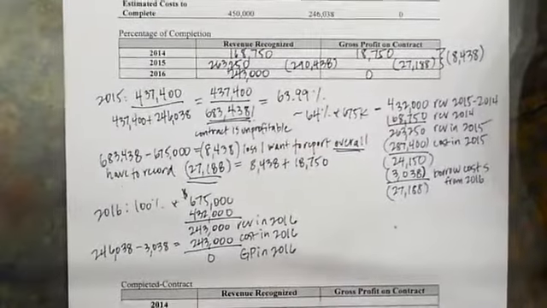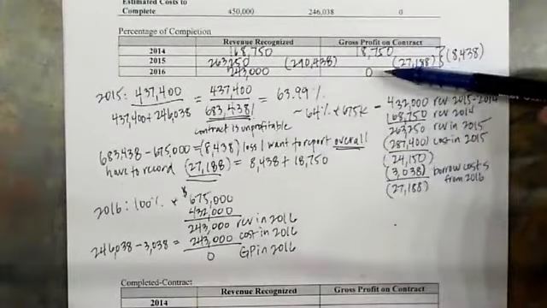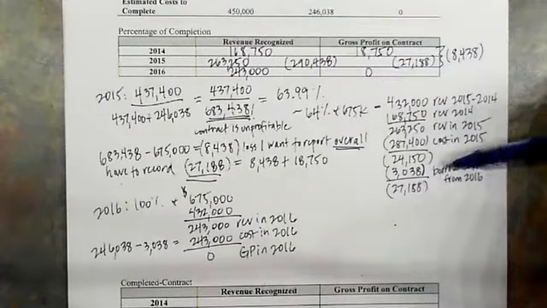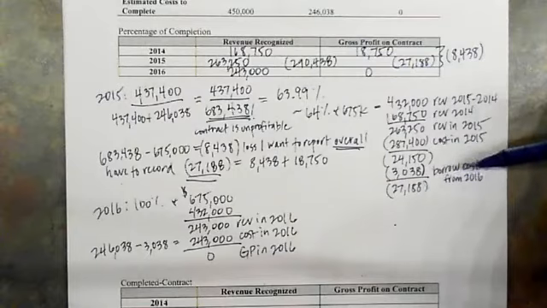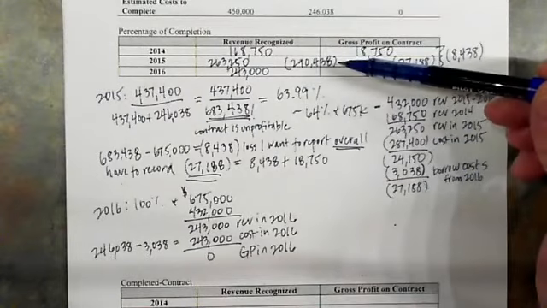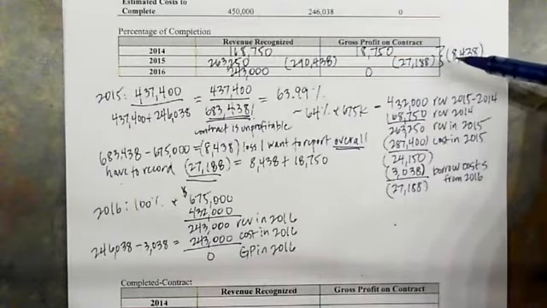So think about it, let it sink in. Again, this is an instance of conservatism. We're accelerating a loss or accelerating the recognition of a loss by borrowing costs from 2016, placing them in 2015 so that we get the appropriate amount of gross profit.